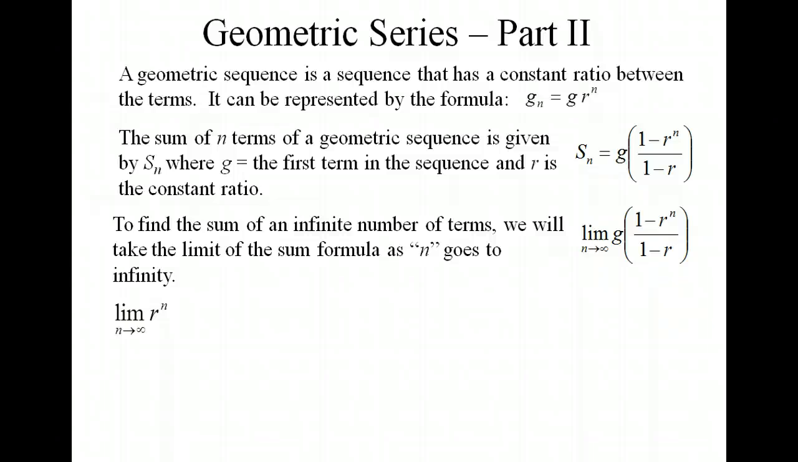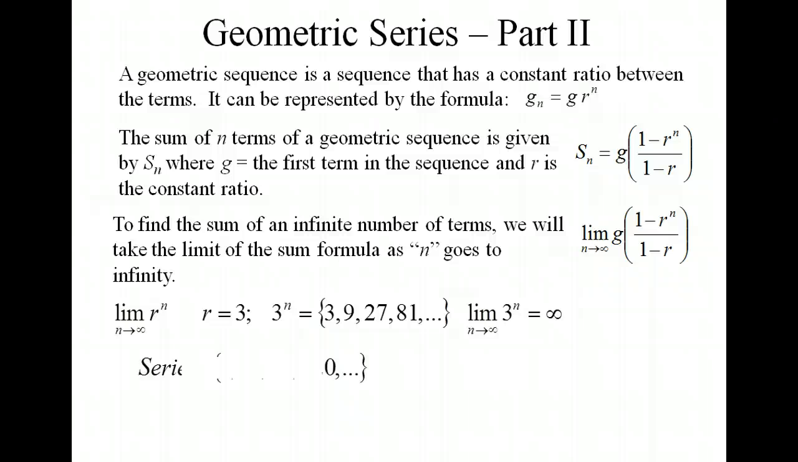So let's start by looking at values of r that are greater than 1. Suppose that r is equal to 3. Then that would give us the sequence 3, 9, 27, 81, and so on. Well, those numbers are going to infinity. So the limit as n goes to infinity of 3 to the n is going to go to infinity. Since the numbers in the sequence are heading toward infinity, the numbers in the sum, or the series, must also be going to infinity. Remember, the series is just the sum of the terms of the sequence.